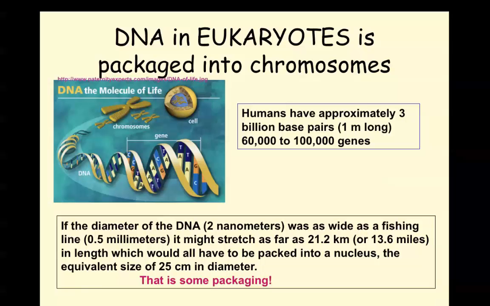Okay, DNA in eukaryotes is much more complex. If the diameter of DNA is 2 nanometers, as wide as a fishing line, it might stretch as far as 21.2 kilometers in length, which would all be packed into a nucleus the equivalent size of 25 centimeters in diameter. So we have so many different base pairs, and you can imagine that has to be packaged really tightly in order to fit into the nucleus of the cell.